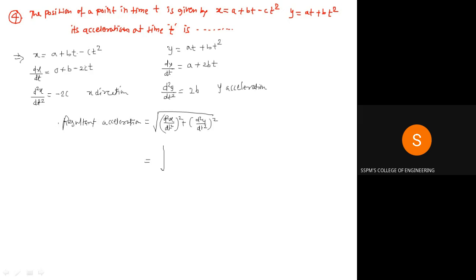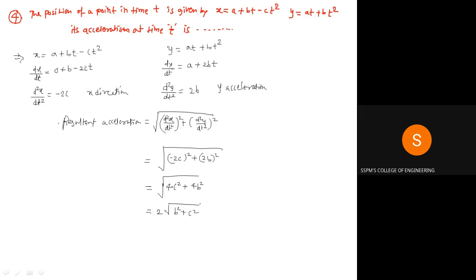Now that is the root of minus 2c whole square plus 2b whole square. After expanding, what terms do we get in the root? 4c square plus 4b square. What is common to both? 4. So 4 times b square plus c square. Then taking the root, the root of 4 is 2, so 2 times the root of b square plus c square. This is the resultant acceleration.